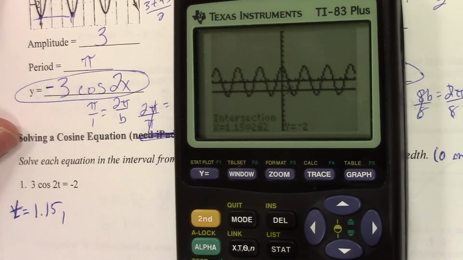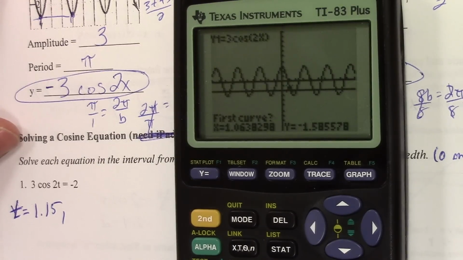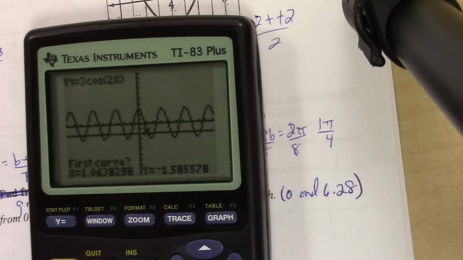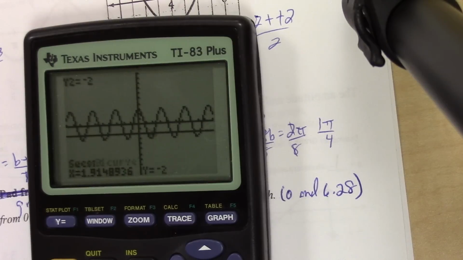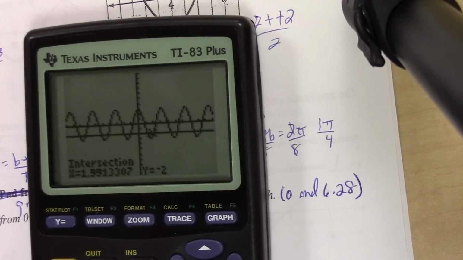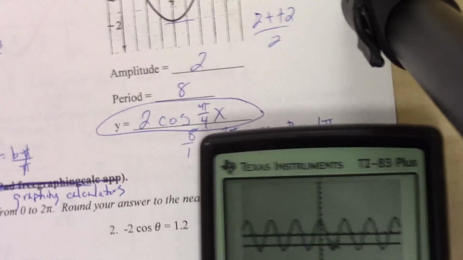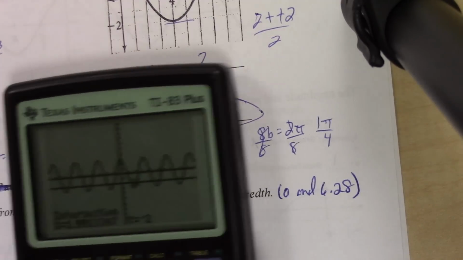I'm going to do the same thing all over again. Second, trace, press 5, and go to the next closest point. I can see the cursor is real close to both of the intersections here. I'm just going to press enter, enter, enter, and it gives me the next value, 1.99. I'm going to write that on my paper too.